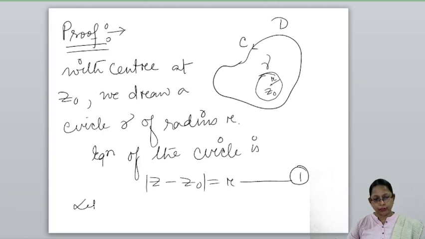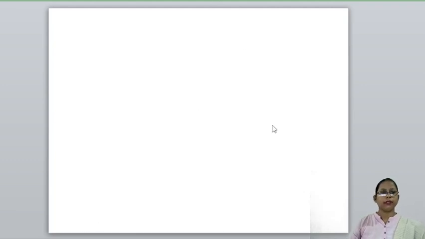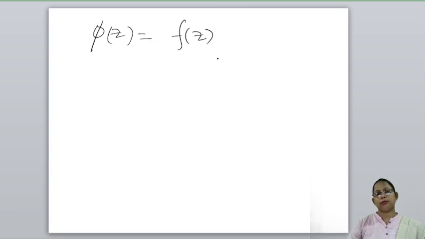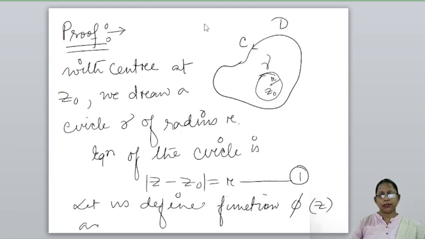Next, we will define a function. Let us define a function phi(z) as phi(z) is equal to f(z) by (z minus z naught), where this phi(z) is analytic in the region bounded by the circle and this curve.